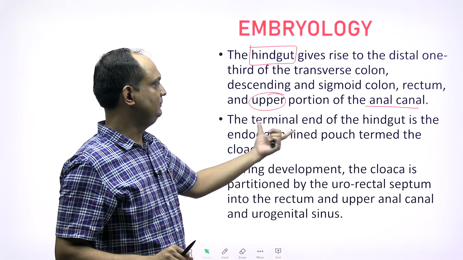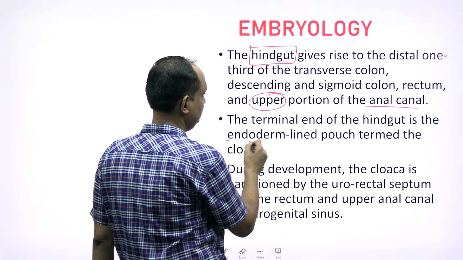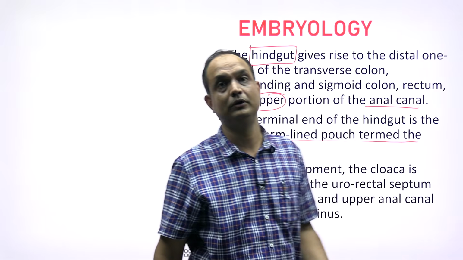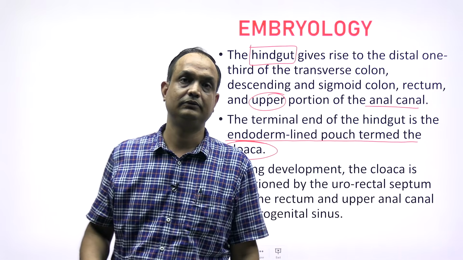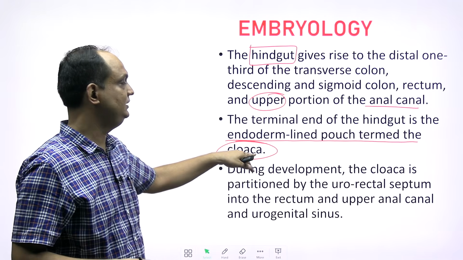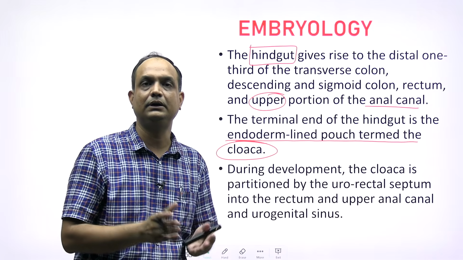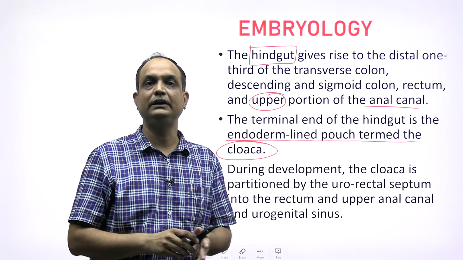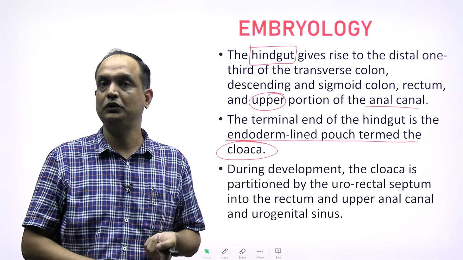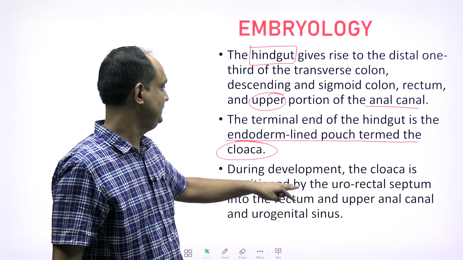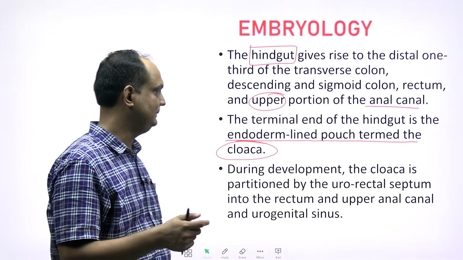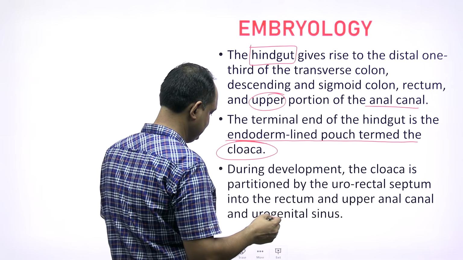So my dear students, the terminal end of the hindgut is an endoderm-lined pouch, termed the cloaca. Now, how does this lower part of the hindgut develop, and what are its different derivatives? Initially it is known as the cloaca. If you look at birds or other animals, you will find the cloaca is a common chamber for the feces and for the urine. But during development in human beings or other mammals, the cloaca does not remain a common chamber.